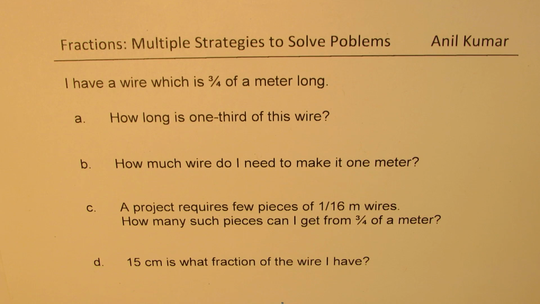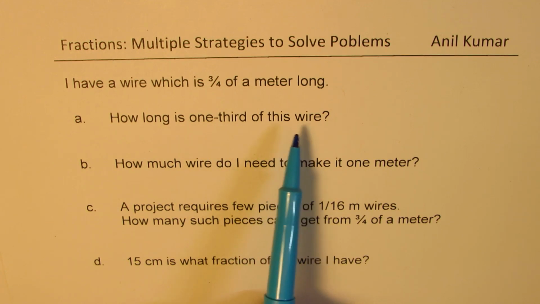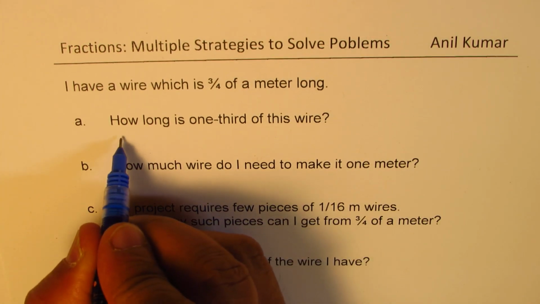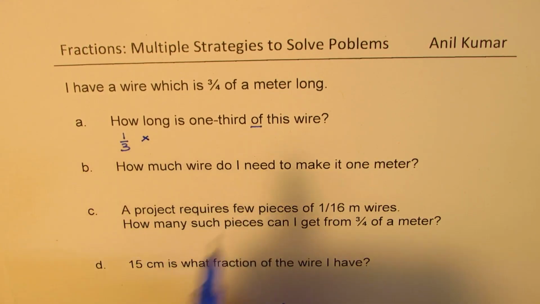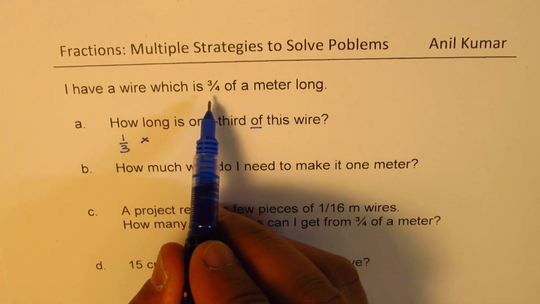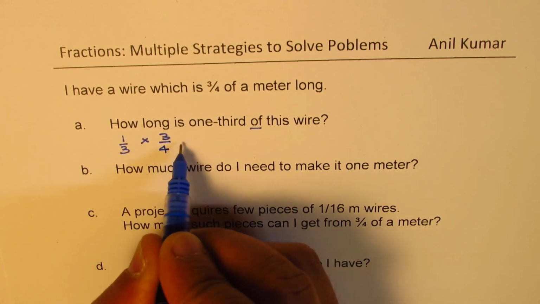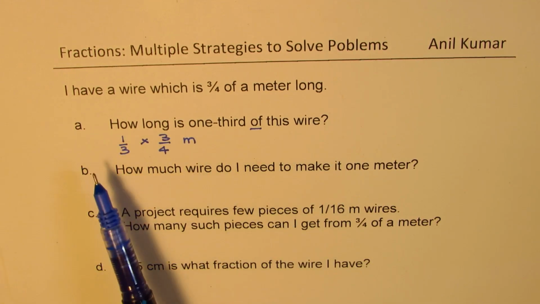Now we'll adopt 2 different approaches to solve these questions, and I hope one of them will suit you. The very first question is, how long is 1/3 of this wire? So whenever we use the term 1/3 of, 1/3 means 1 out of 3. Of translates to multiplication of this wire. So which wire we're talking about? 3/4 of a meter. So we're talking about 3/4 and the units are meters. So that is how the statement gets translated.